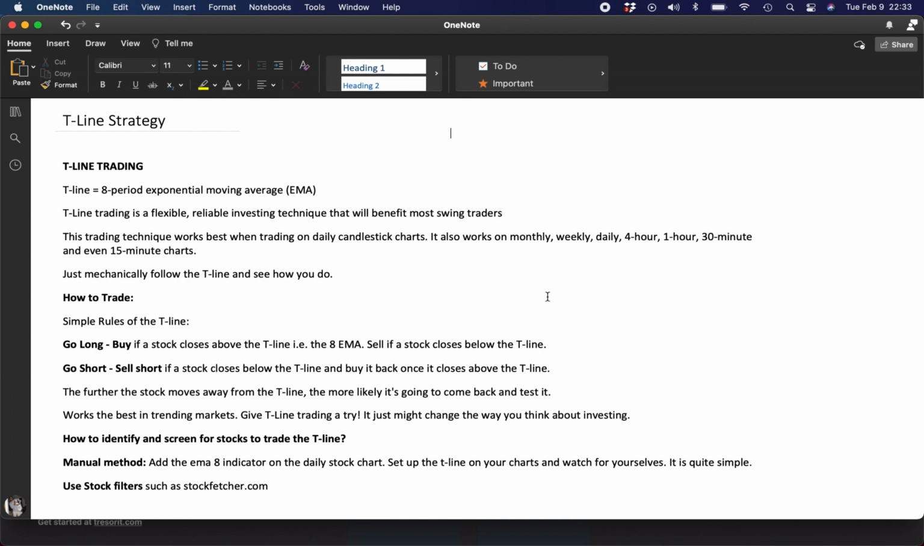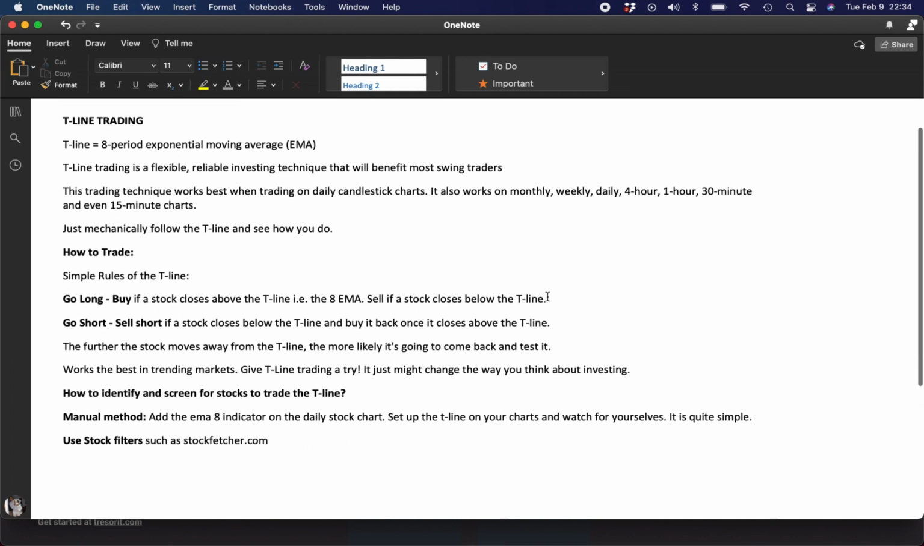But coming back to this T-line trading, it is the 8-period exponential moving average, which is called the T-line or the trigger line. This is an extremely effective indicator and it should not be ignored. Now, T-line trading is a flexible, reliable investing technique that will benefit most swing traders. And this trading technique works best when trading on daily candlestick charts. It also works on monthly, weekly, daily, 4-hour, 1-hour, 30-minute, and even 15-minute charts. Just mechanically follow the T-line and see how you can do.